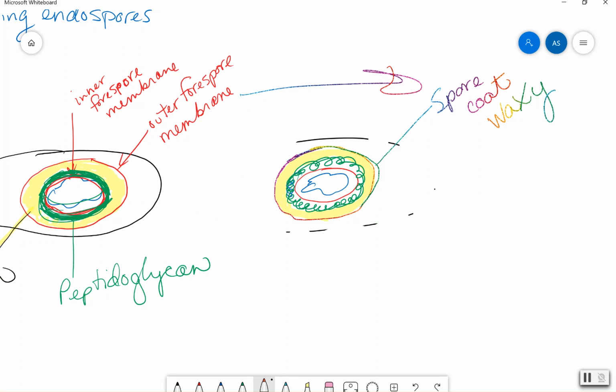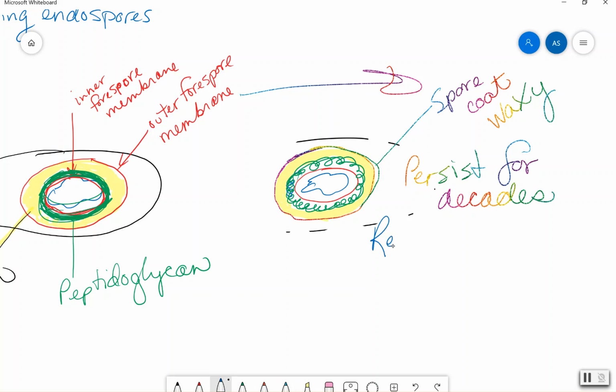And as I mentioned, these endospores can persist for a very long time, for decades, sometimes hundreds of years in the environment, and they are resistant to a number of things. So they're resistant to nutrient deprivation, so there's no food, so what? We'll just make an endospore.